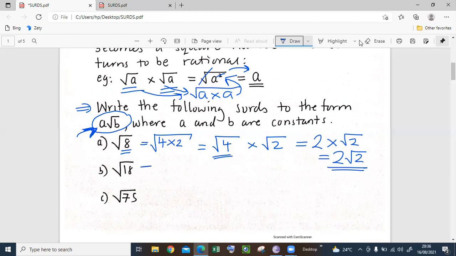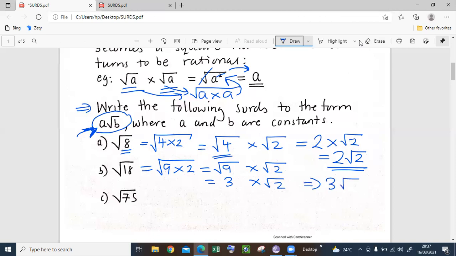Look at the next number, number B. We have 18. If you look at 18 again, it is the same as 9 times 2. Hence, square root of 9 times square root of 2. When we do that, we get 3 times root of 2. Finally, this will be 3 root of 2.